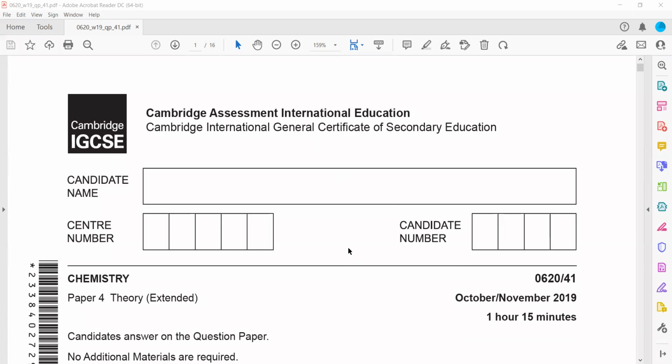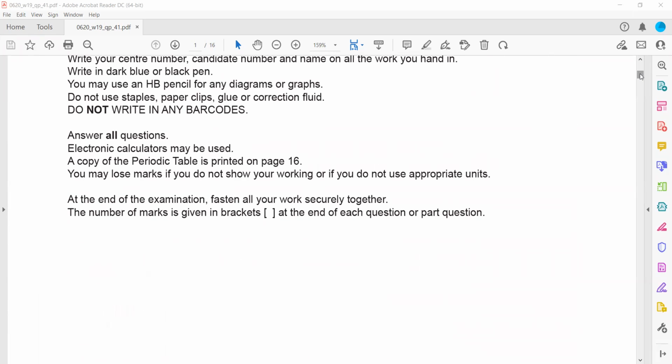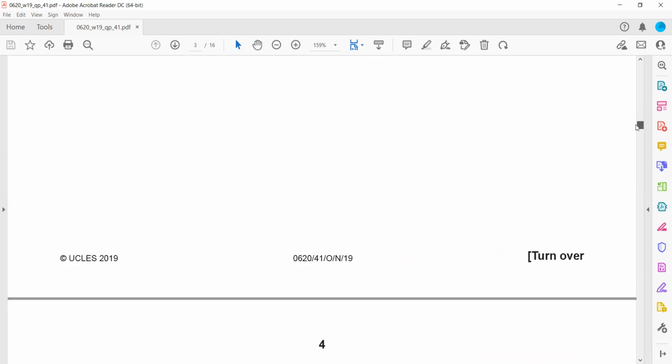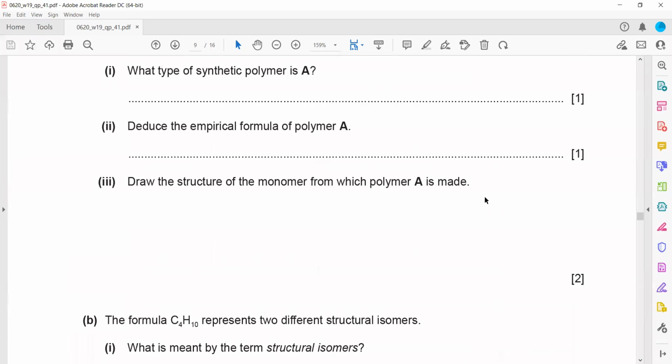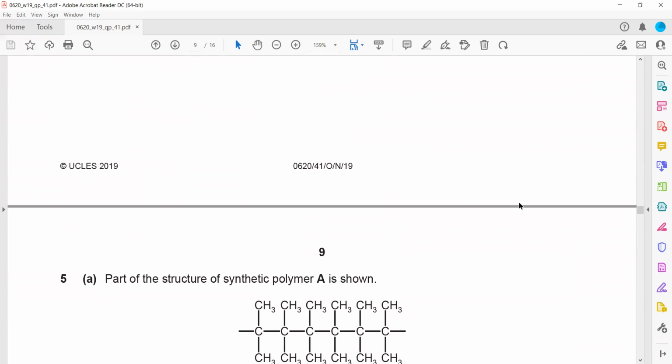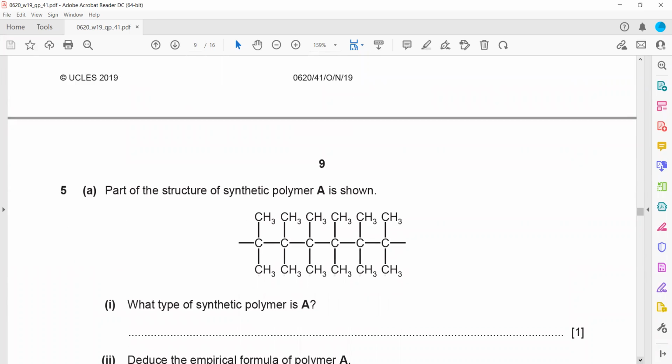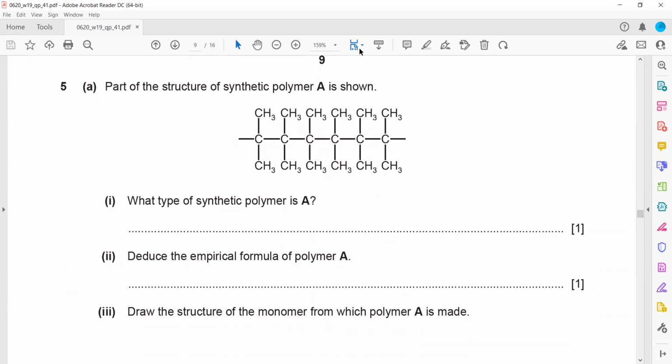Organic chemistry question from the Winter 2019 paper. Normally you will find the last question from organic chemistry. In question 5, part A, the structure of a synthetic polymer is shown. Synthetic polymer means man-made polymer, because polymers can be synthetic or natural. Synthetic polymers such as nylon, terylene, polyester.